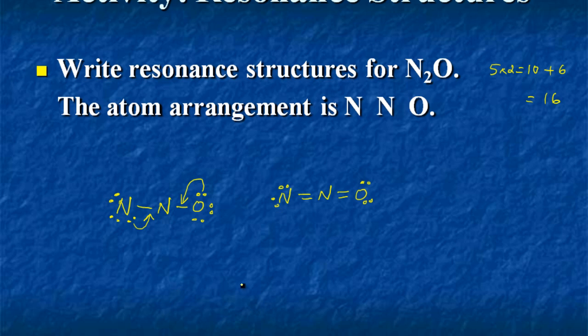Another possibility is that instead of asking the oxygen to share, I will leave the oxygen alone. I will ask this nitrogen to share one more pair. Or in other words, your structure will become nitrogen, triple bond nitrogen, single bond oxygen. This oxygen still has 6 around it, but now this nitrogen has only 2 around it. This is also a possible arrangement, right? You are still using 16, everyone is happy. So these 2 possible structures are called the resonance structures.